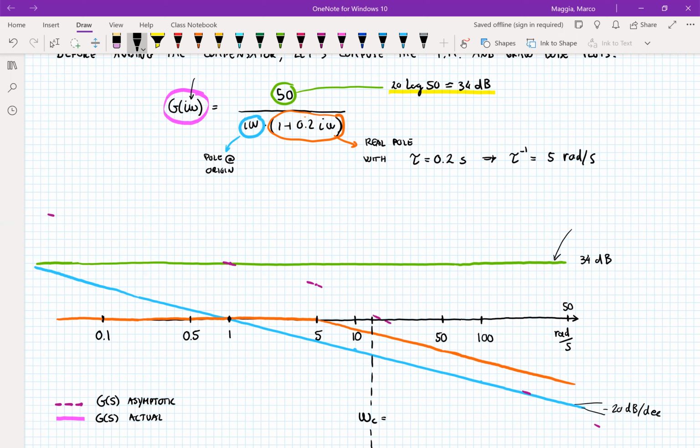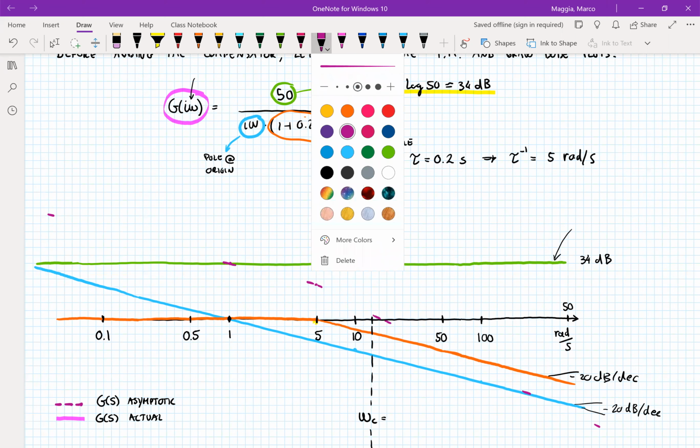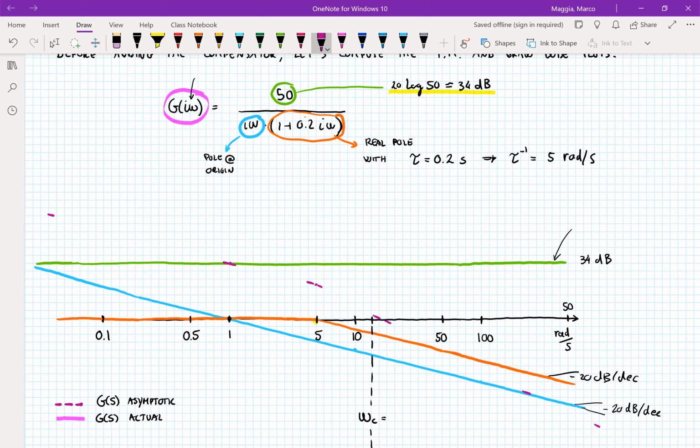And then finally, in orange, we have the contribution of the real pole. So the contribution of the real pole is, at least asymptotically, 0 up to the cutoff frequency, so up to 5, and then it decreases with constant slope of minus 20 decibels per decade. So now if we want to sum up the contribution of these three terms, we can first draw the asymptotic curve.